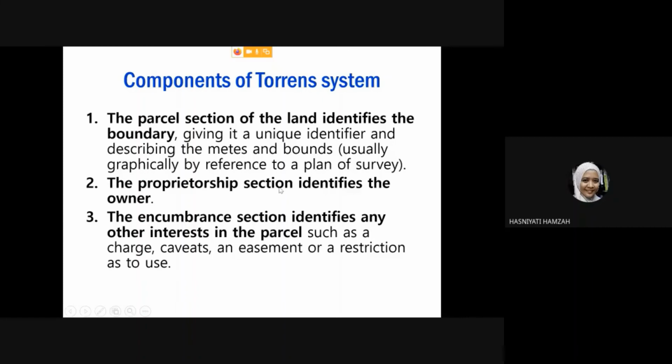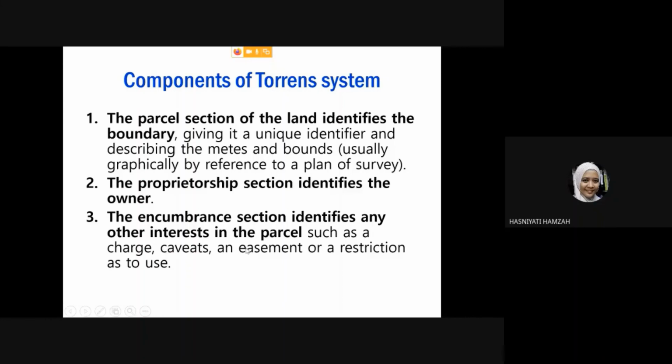Second one, proprietorship section. This is normally the second page of the title, whereby it identifies the owner. Then the encumbrance section. Encumbrance identifies any other interest in the parcel, such as a charge. So when you make any loan from a bank, there's a charge, gadaian, charge. Now the landowner is the chargor, the bank is the chargee, so the charge is registered in the document of title. Caveats, if any caveat, together with the charge, the bank normally will enter a caveat on the title.